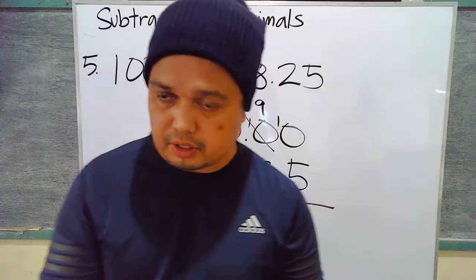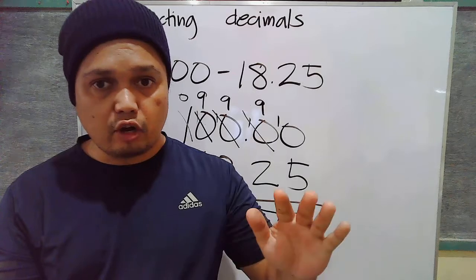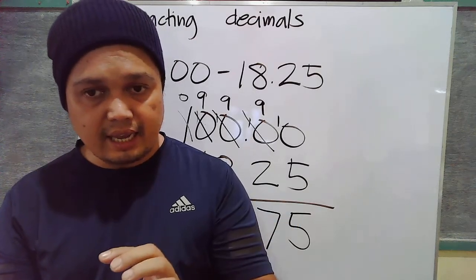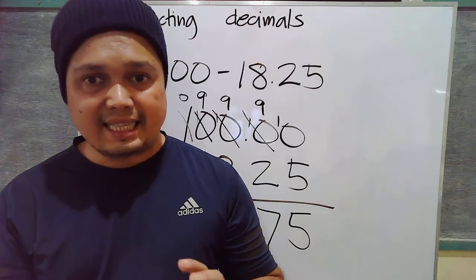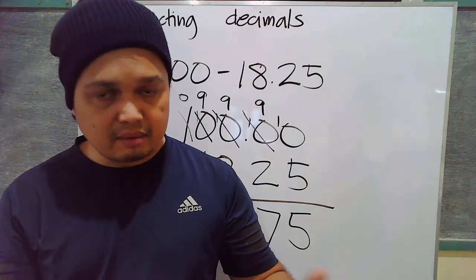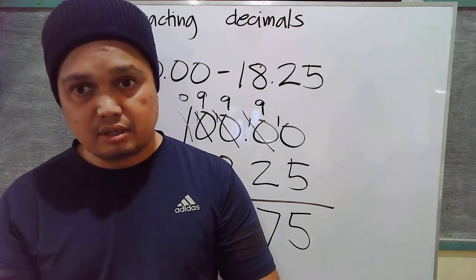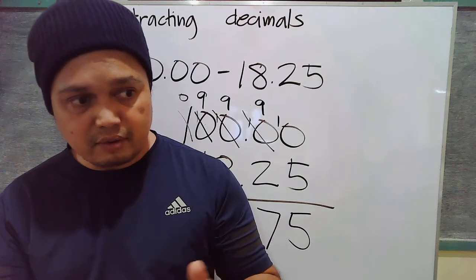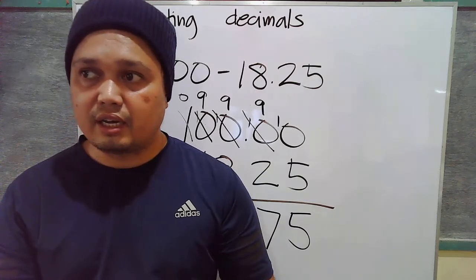So that's how you subtract decimals. First, you arrange the numbers in column, align all their decimal points, and subtract just like whole numbers. Just borrow 1 from the next digit if the subtraction cannot be done.